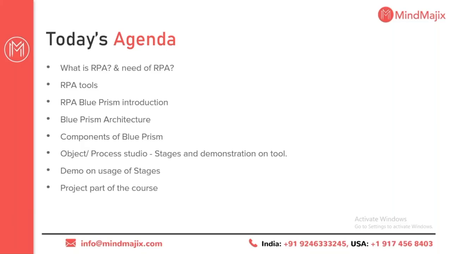Blue Prism introduction. Architecture of Blue Prism. What are the components involved in Blue Prism software? Among them, there are Object Studio and Process Studio. We'll see a small demo on it. We'll also see what will be provided apart from this, for example, what project works and kinds of POCs will be covered during the session. Resume preparation, all those things will be provided.